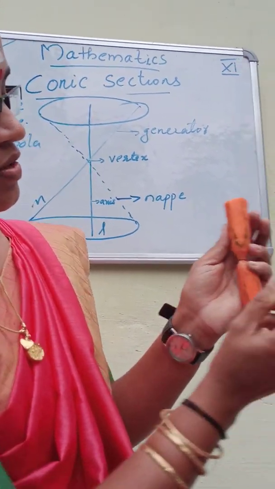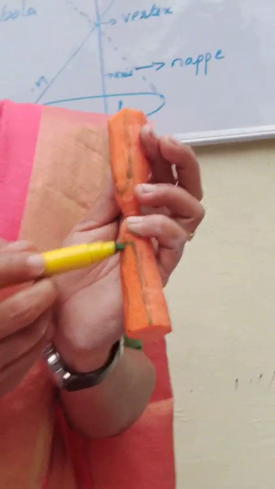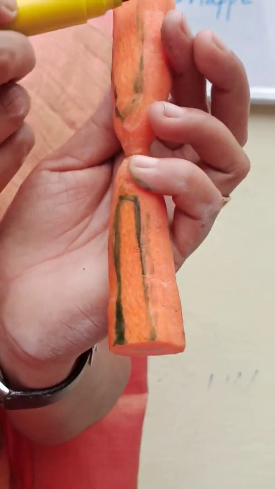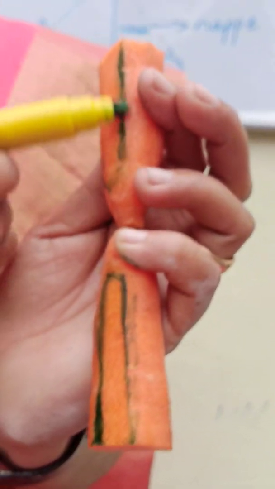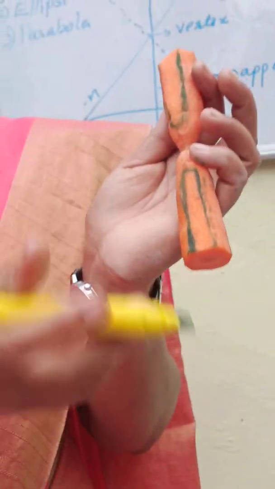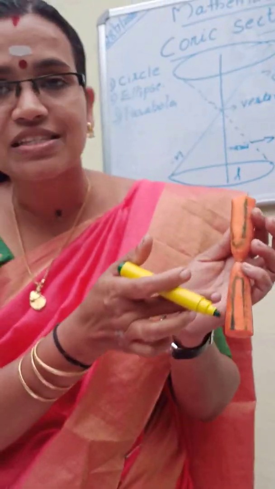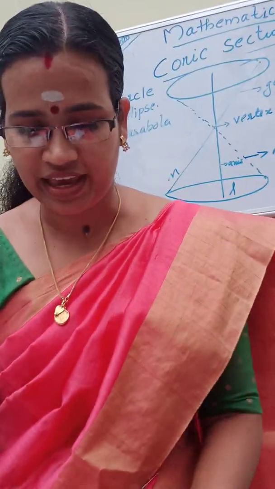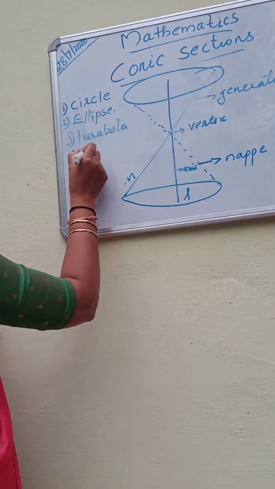So what is the shape we obtained here? This is the hyperbola. There are two shapes, one in each nap. These two shapes are disjoint. So this is called a hyperbola.